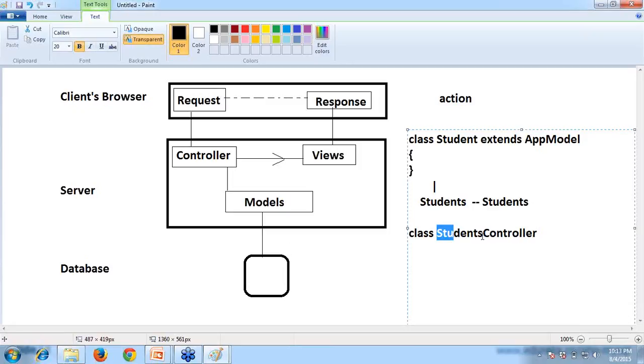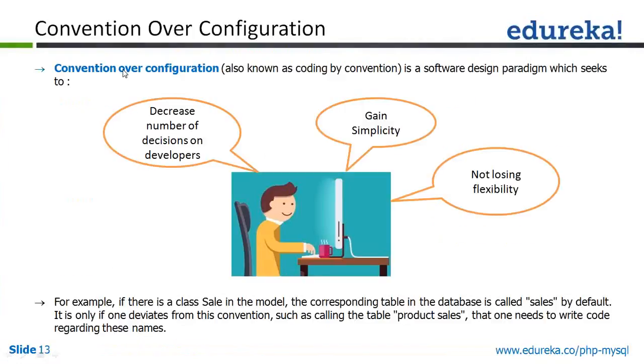So for each database table, a corresponding controller will come. So this is naming by convention, or convention over configuration. Very simple, such as calling the table product sales, and one needs to write the code regarding that product. So each name matches with some other entity in the program, convention over configuration.